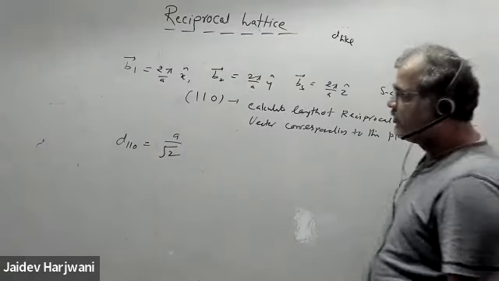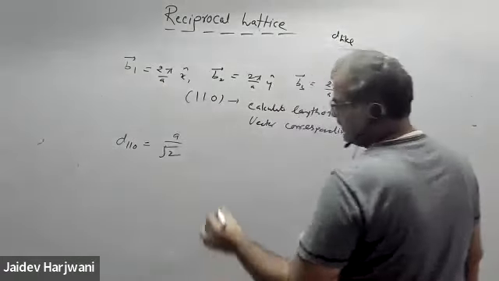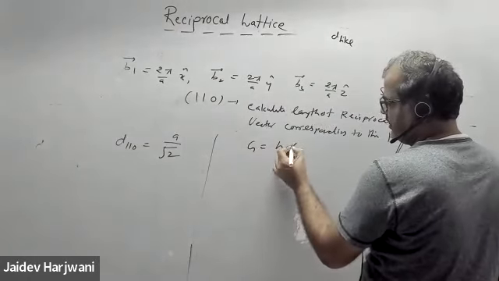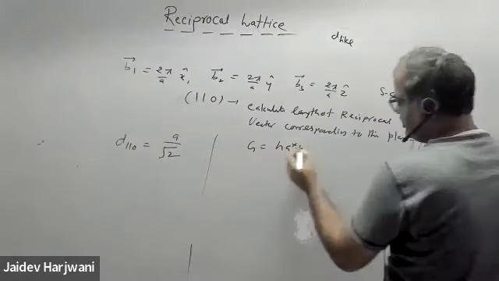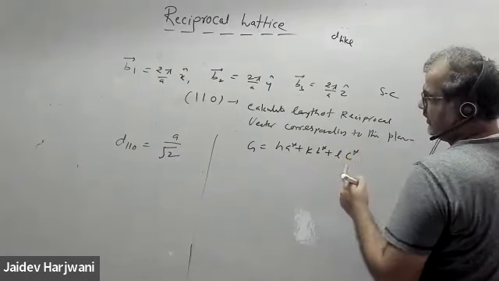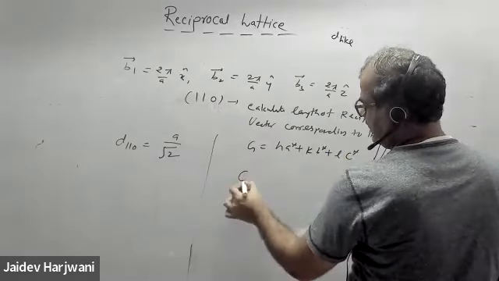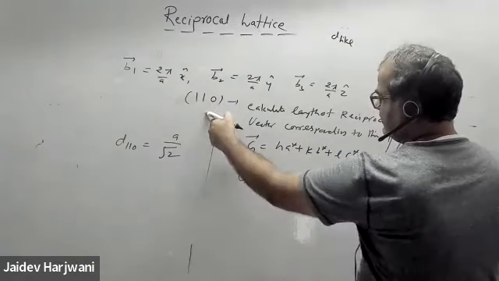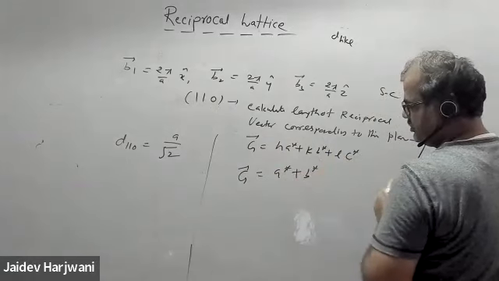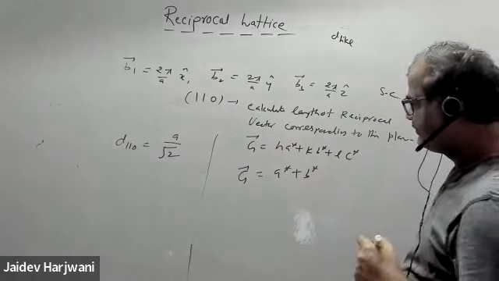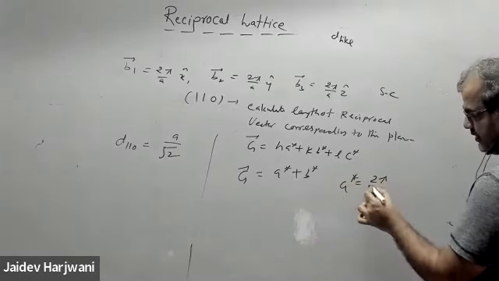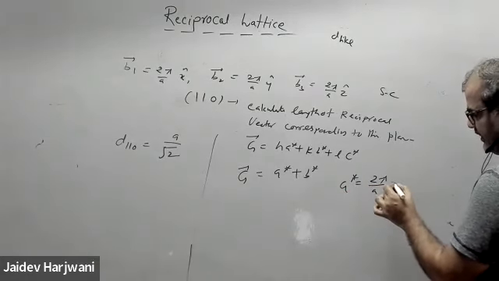And if I want to do this calculation in my reciprocal space, so in reciprocal space what will my g be? g is h a bar, k b bar, and l c bar. Okay, now my plane is 110, so I can write my reciprocal vector as a cap, and b cap is 0. Now what is a cap? A cap for simple cubic is 2 pi by a x cap.